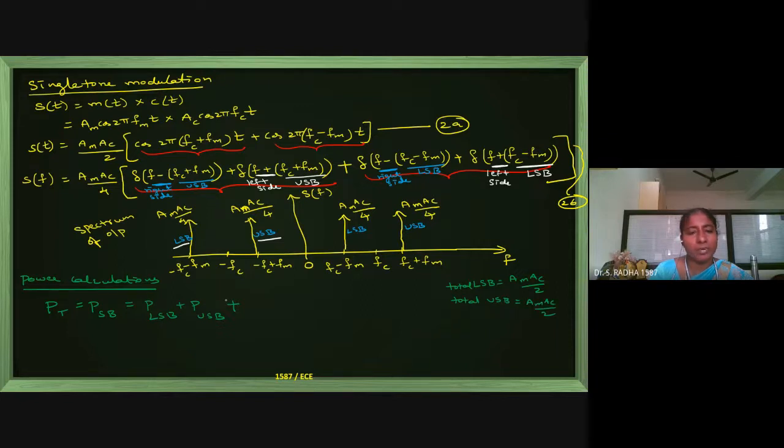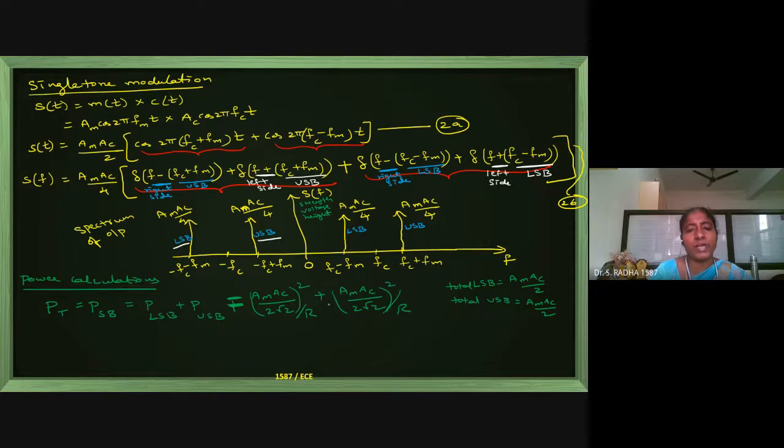Now power means RMS value, so whatever we have written, divided by root 2, whole square. The voltage or height is represented on the y-axis. All these pillar heights are voltage, strength or height. So voltage means RMS value: divided by square root 2, whole square, divided by R. R I will take as 1. For LSB it is AmAc divided by 2 root 2, whole square, divided by R. And for USB also, AmAc divided by 2 root 2, whole square, divided by R.